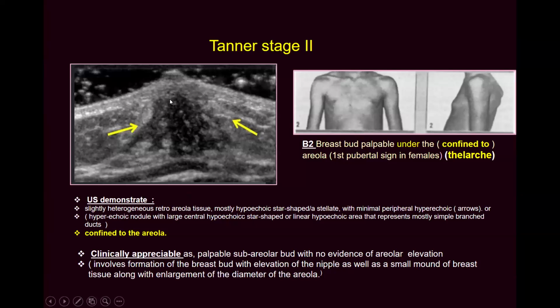Here, a little bit different. It is not a nodule. It looks like somewhat linear or branching hypoechogenicity, but still does not extend beyond the nipple areolar complex. So this is still Tanner stage 2. Clinically, as we mentioned, there is a palpable lump, but it is small and confined to the areola with a slightly elevated nipple. And this, as we mentioned, represents the first pubertal sign in females, which is called thelarche.